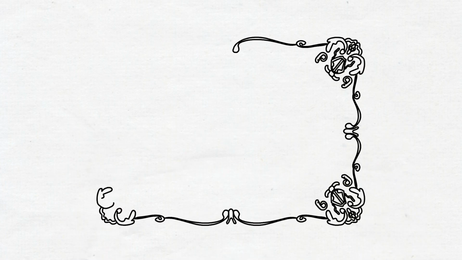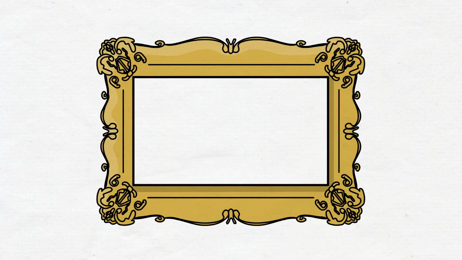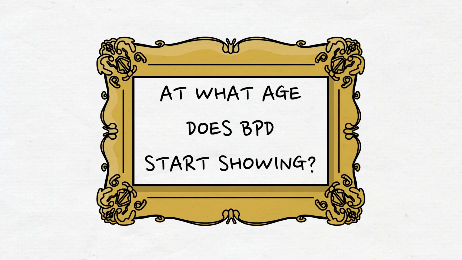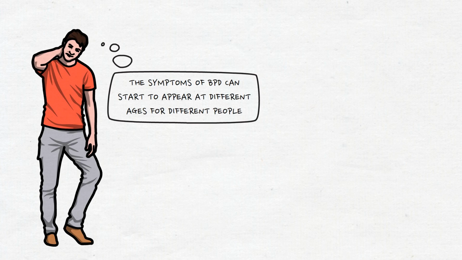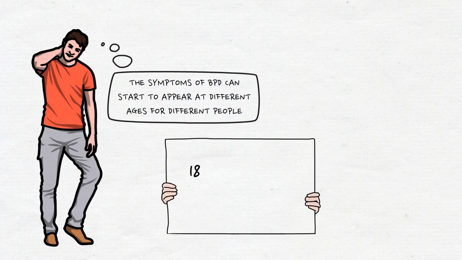Moving right into the bonus I promised earlier, at what age does BPD start showing? The answer to this question is not cut and dry, as the symptoms of BPD can start to appear at different ages for different people. However, most people with BPD are diagnosed between the ages of 18 and 30.